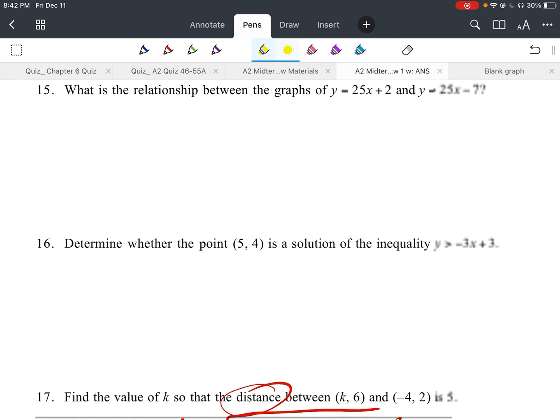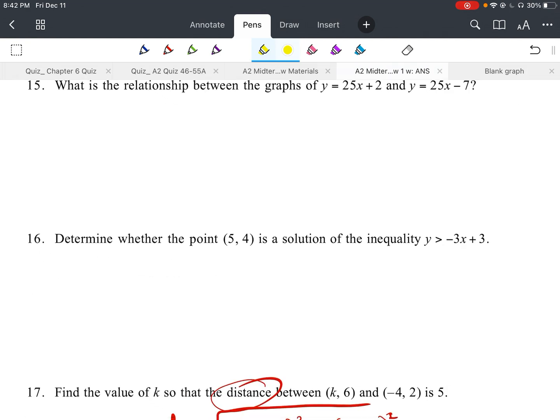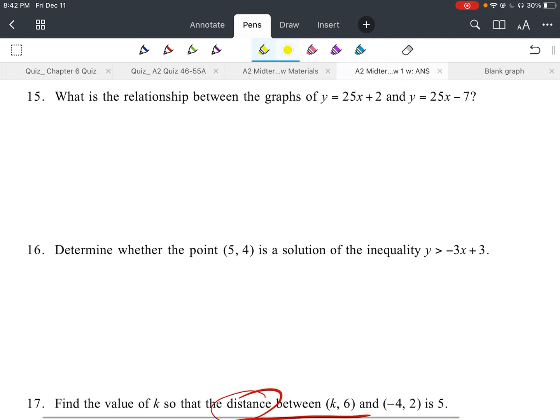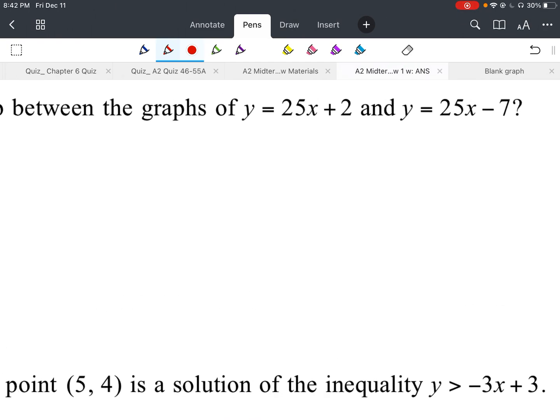Number 15. What's the relationship between these two graphs? Third cousins, twice removed. So here you go. What do you notice? Does this even work anymore? All right. You notice the slopes, right? You see 25 and 25, so you could just say they are parallel.